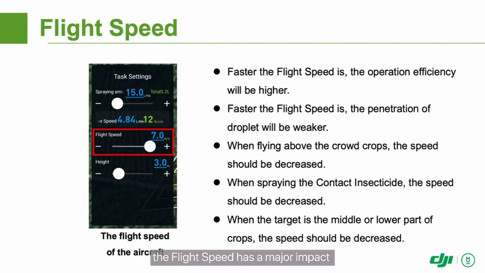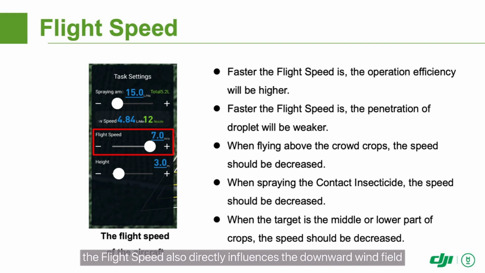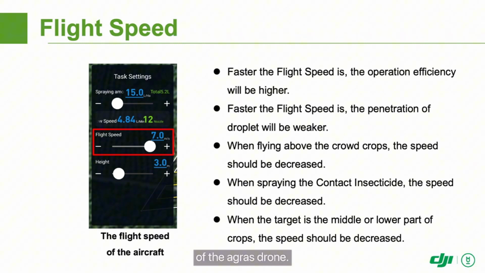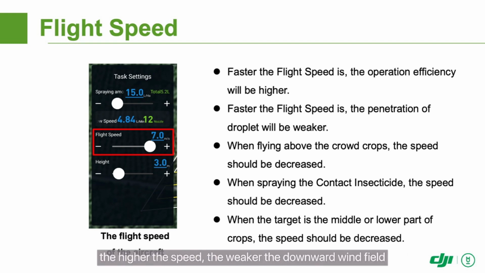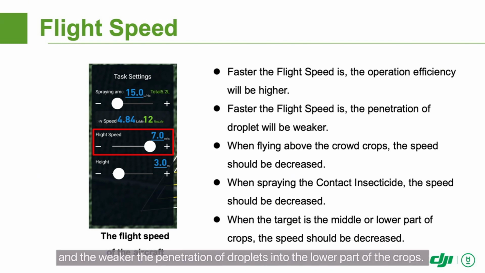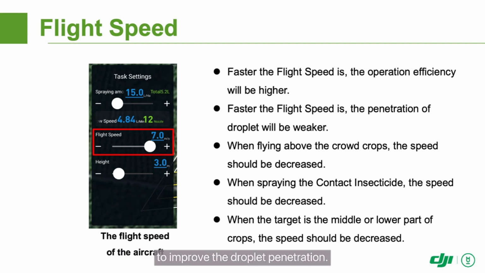Flight speed. The flight speed has a major impact on operational efficiency and performance. Given the same spraying amount, the higher the flight speed, the higher the efficiency. The flight speed also directly influences the downward wind field of the agras drone. Within a certain range, the higher the speed, the weaker the downward wind field, and the weaker the penetration of droplets into the lower part of the crops. Therefore, a suitable flight speed should be selected based on the operation type. Dense crops and contact pesticides require a lower flight speed to improve the droplet penetration.